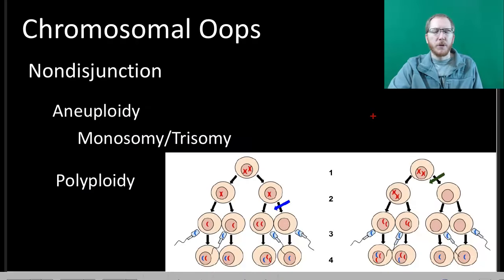Welcome back as we wrap up chapter 15. So we now know that genes are on chromosomes. We know that because of that, we've got some kind of weird inheritance patterns like linkage and sex linkage.